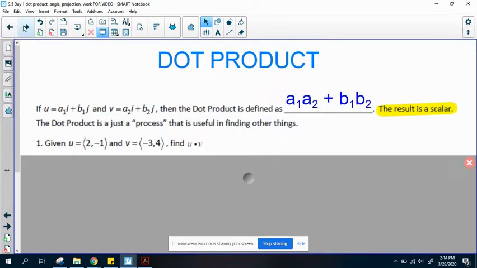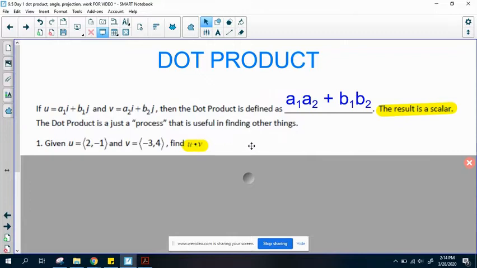So the first thing is the dot product. Basically you have two vectors and we're asking you to dot them. The biggest thing I want to point out is the notation. It'll look like this, u dot v. That's not u times v. This is a vector's way of multiplying, okay? So that means the dot product.